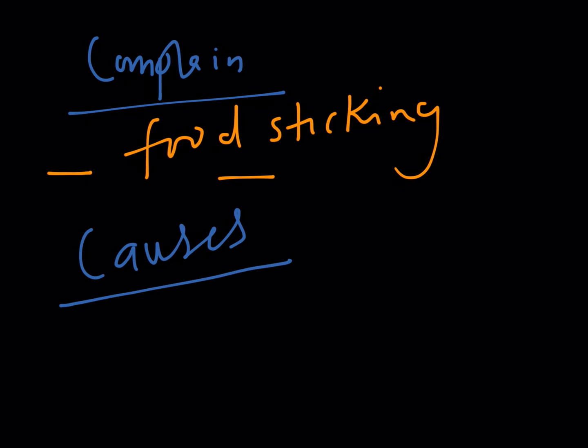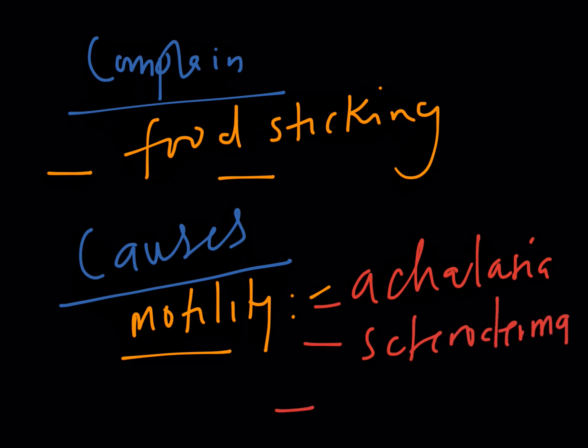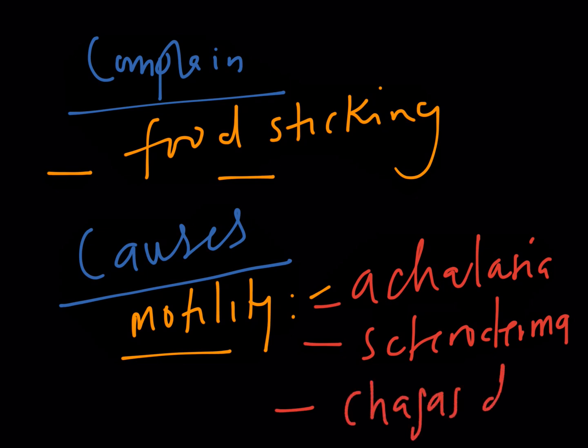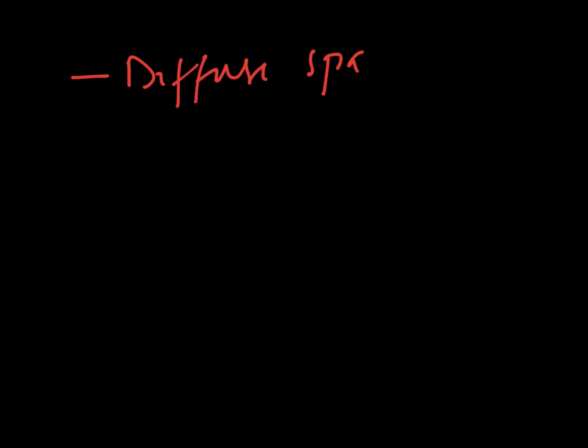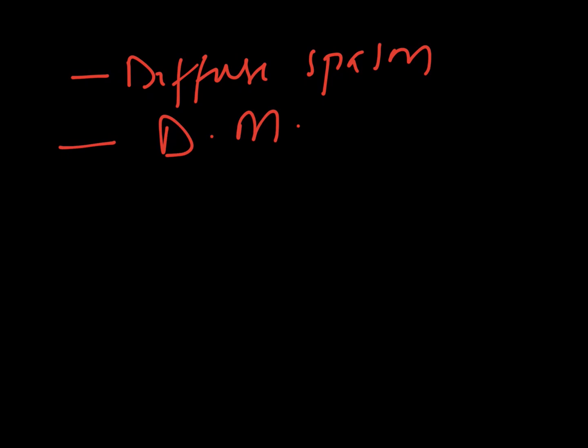And now the causes of this esophageal disorders leading to dysphagia, like I said earlier, we have the motility disorders and we have the obstructive disorders. So under the motility disorders, we have things like achalasia, we have scleroderma, we also have Chagas disease, and we have diffuse spasm and DM in some cases.